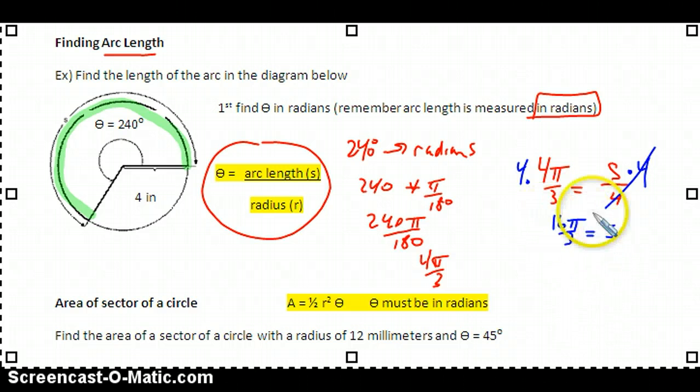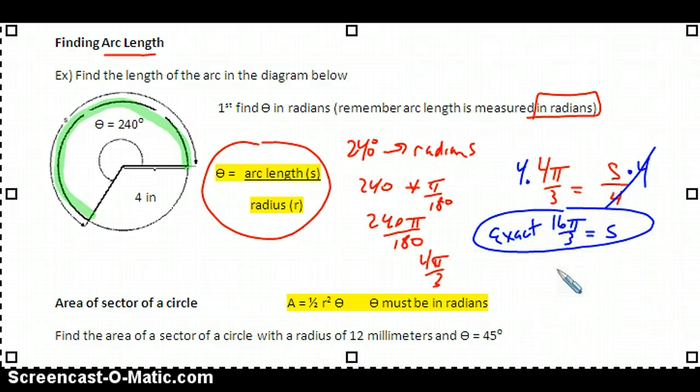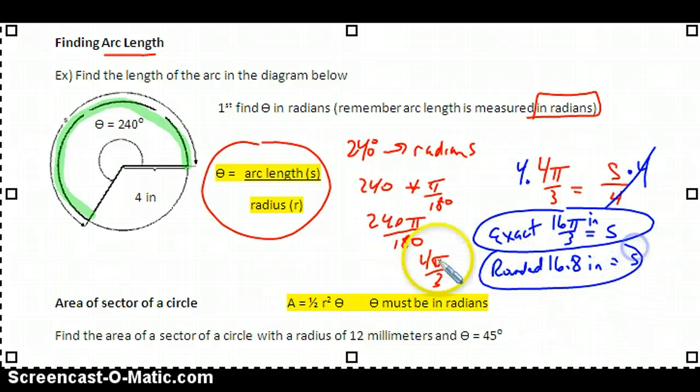Probably going to want to give it as a decimal. If I asked you to give it as an exact value, that would be the answer. If you're going to give it as a decimal, you just type in the calculator 16 pi, get an answer, divide it by 3, and I get 16.8 if I round it. I should put some units with it: inches would be my arc length. So this distance would be 16.8 inches. The number one mistake that students make when they use this formula is they do not change theta to radians. You have to first change your degree measurement into radians, otherwise this formula does not work out.